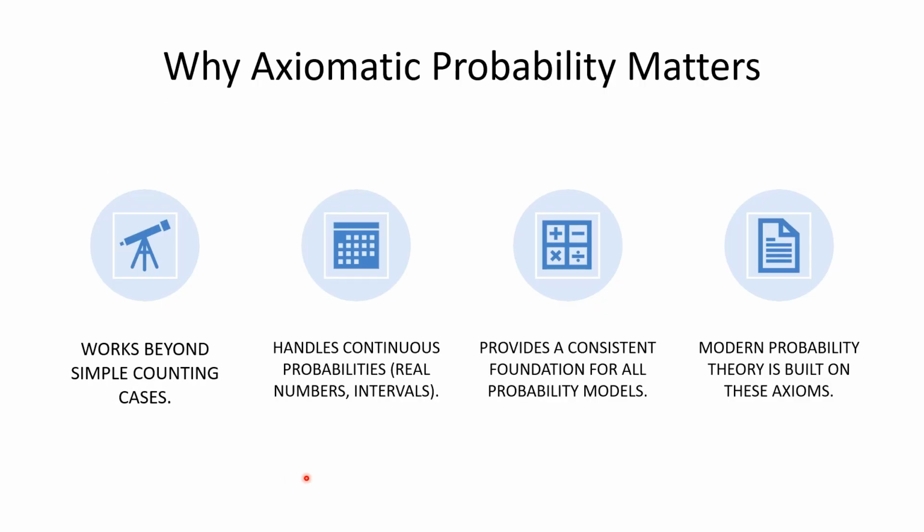So why are we working with these axiomatic probabilities? Why do they matter? It works beyond the simple counting cases. It works in more complex examples and a lot more. It gives us the whole range of items that we can look at. It handles continuous probabilities, in the case that we're not just counting finite integers, and it works over intervals. It provides a consistent foundation for all probability models, and modern probability theory is built on these axioms.